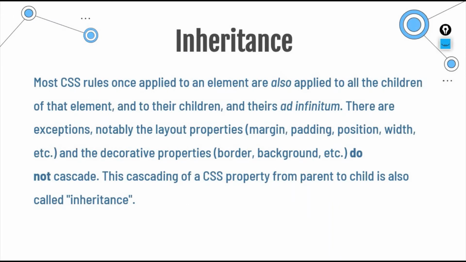Most CSS rules once applied to an element are also applied to all the children of that element and to their children and to theirs ad infinitum. So there are exceptions, notably the layout properties like margin, padding, position, width, etc. And the decorative properties like border, background, and others do not cascade. So this cascading of CSS properties from parent to child is also called inheritance.